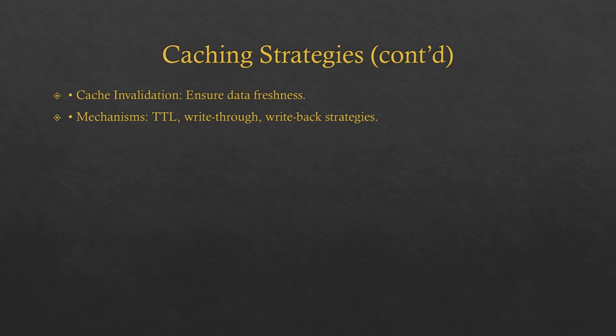Cache invalidation is another key concept. We need to ensure that cache data remains up to date. This can be achieved through mechanisms like time to live (TTL), write through, and write back strategies. These techniques help us manage data freshness and optimize cache efficiency.